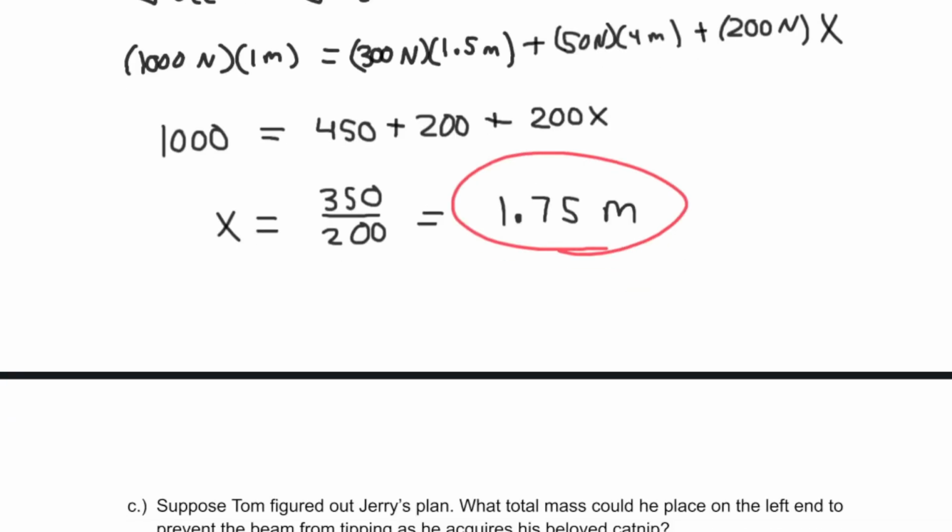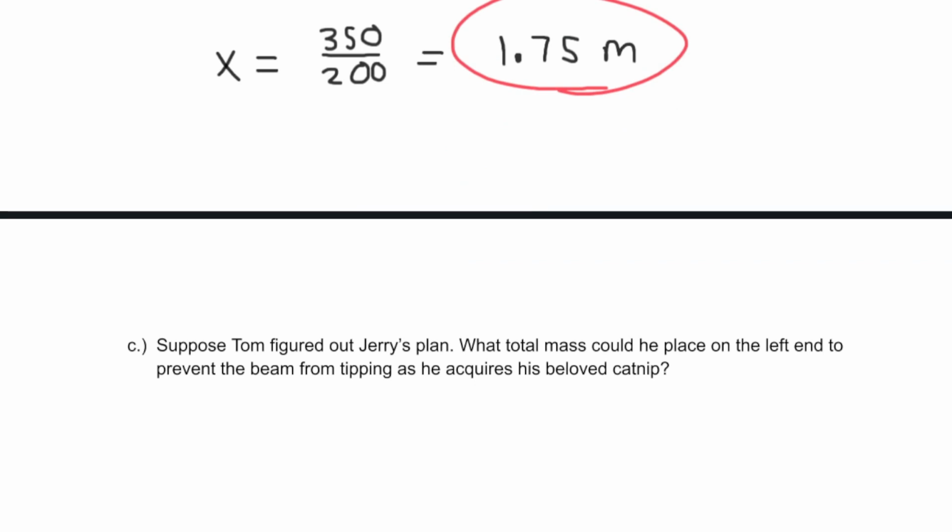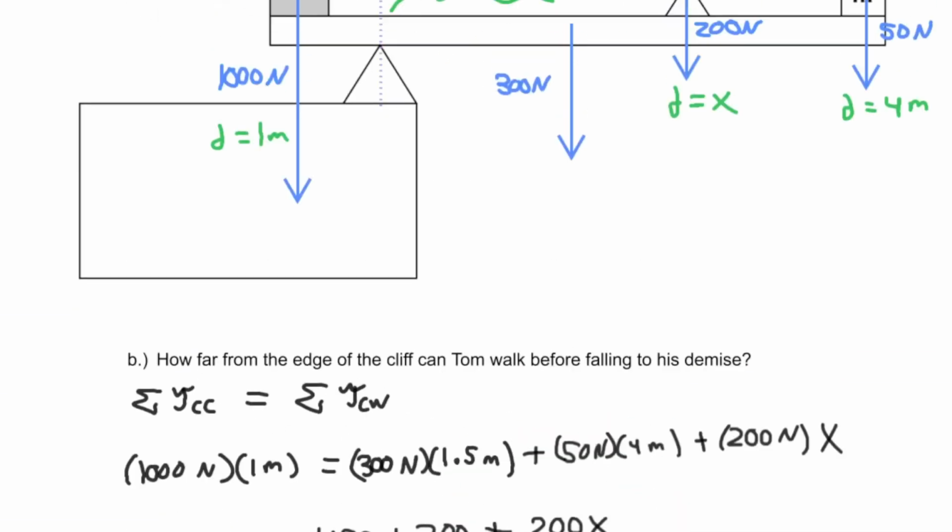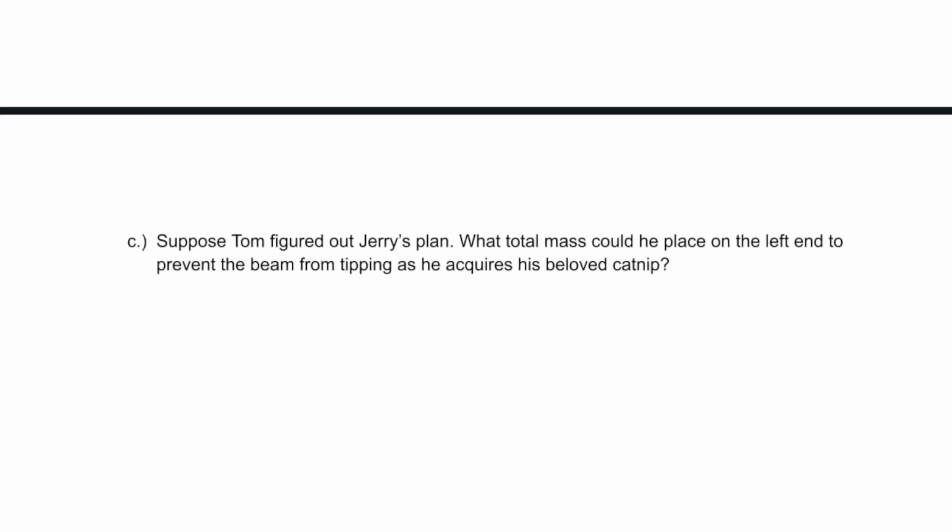But as is the nature with these cartoon characters, they're always foiling each other's plans. So suppose Tom figured this out. What total mass could he replace the counterweight with such that the beam doesn't tip and he's able to actually get his tasty treat?